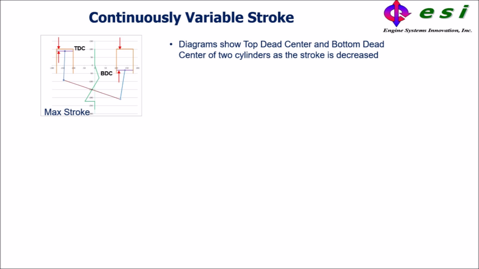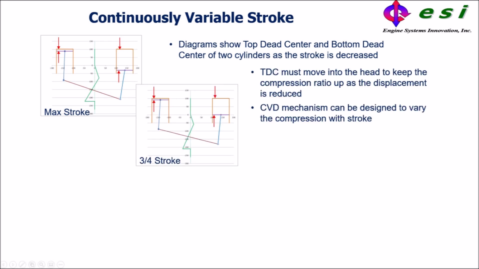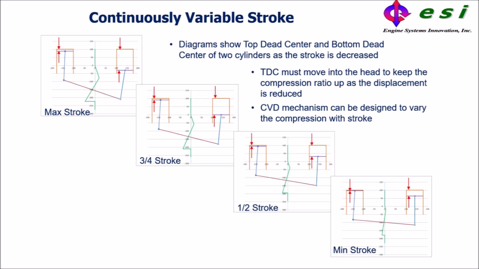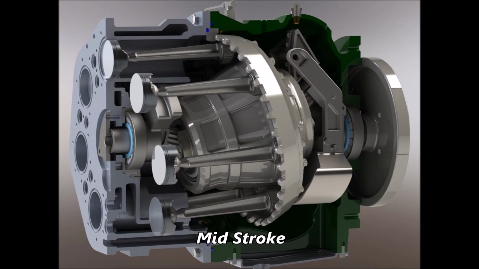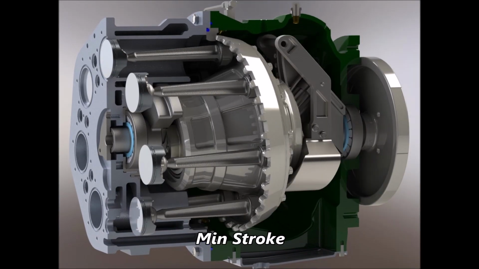One of the most important features of the CVD is that by carefully choosing the geometry, one can keep the compression ratio constant as the stroke is reduced, or the compression ratio can be raised or lowered as the stroke is reduced. We have developed a simple spreadsheet representation of the geometry, which allows us to easily achieve the characteristics we want. As we can see from the chart, the clearance at top dead center on the left cylinder gets smaller as the stroke gets shorter, as shown on the right cylinder. We can see how the mechanism changes more clearly with these three cutaway positions.